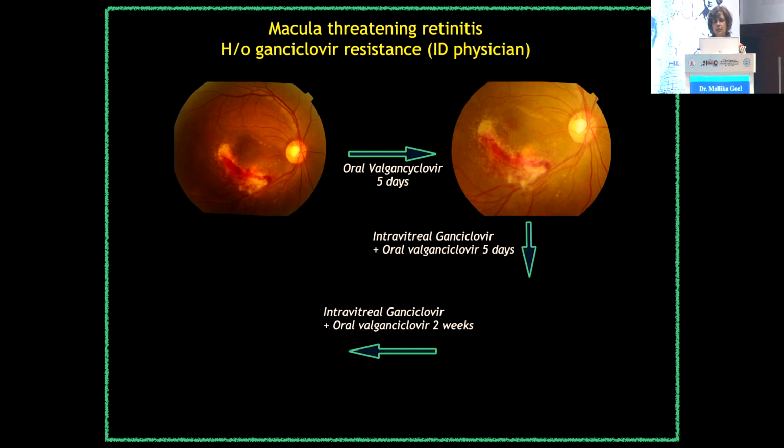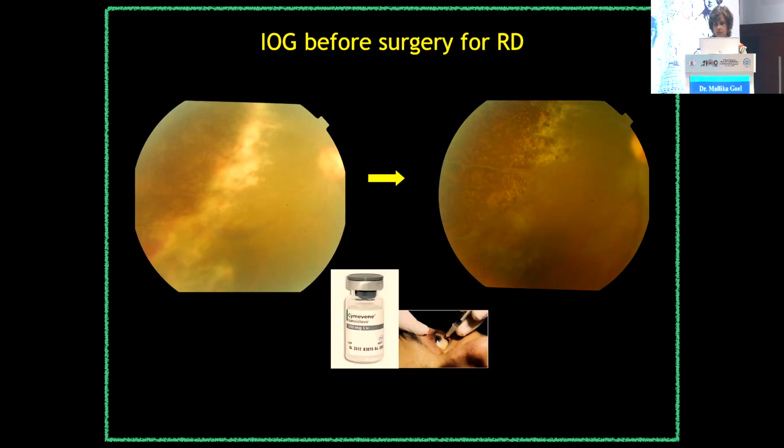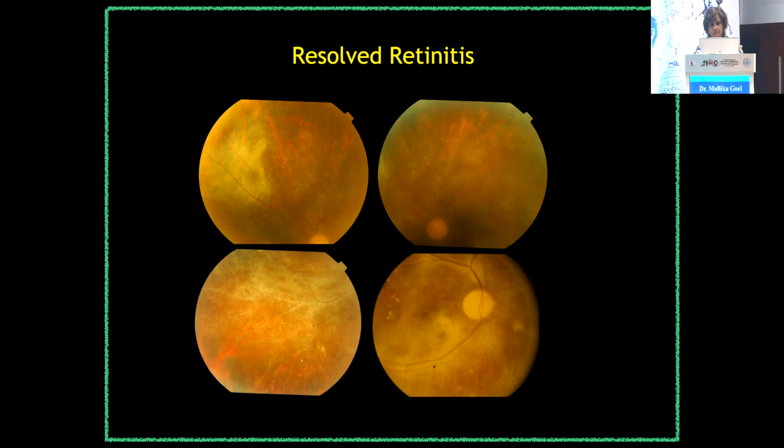Now this is to show that a patient on oral Valgan does not improve macular threatening retinitis, but as soon as you give intravitreal, within 5 days it's very good. Similarly, if with retinal detachment, there's an urgent surgery indicated. You need to get it urgently under control. So intravitreal injections and immediate surgery is possible within 5 days.